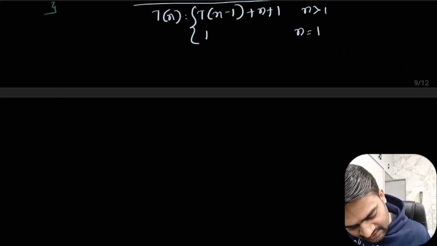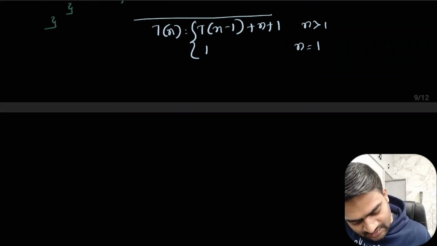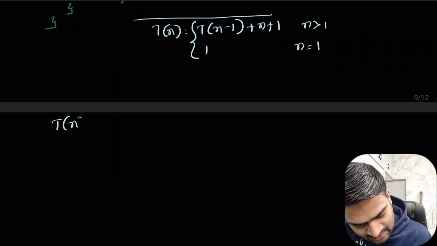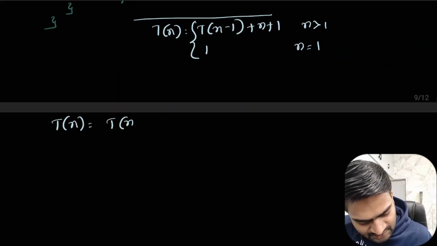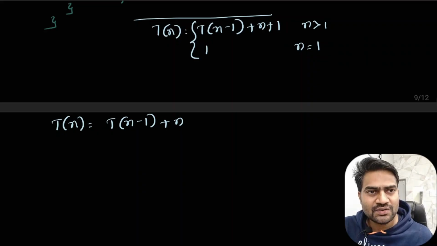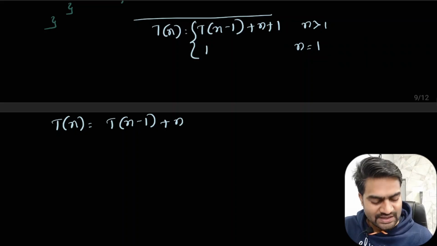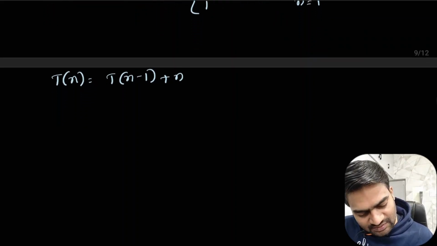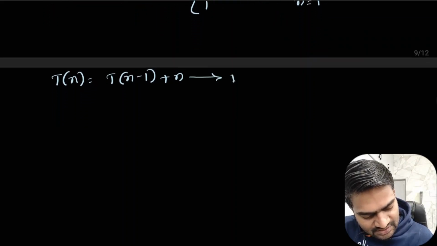So let us take t of n equal to t of n minus 1 plus n. We will ignore 1 for now. That's how it becomes simpler for us to figure out the order if we have only an equation in terms of n and t of n. So now let us call this equation 1.